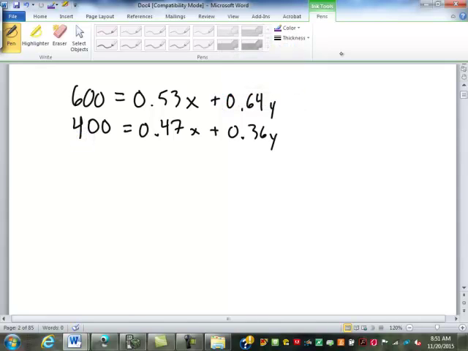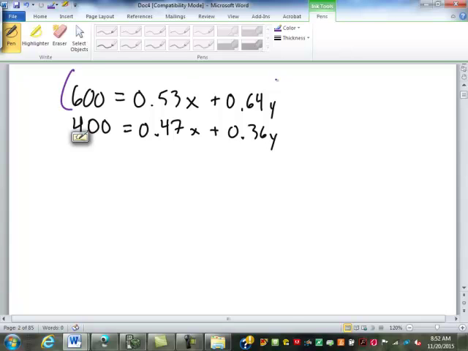Easiest way to solve this is probably by elimination. But I'm going to do elimination a little bit differently than what we've seen. So far, what we've done is we've multiplied both equations by the same number, or by a different number, so you get a common denominator. Instead of multiplying, I'm going to divide, because these are really ugly decimals, and finding a common multiple is really ugly.